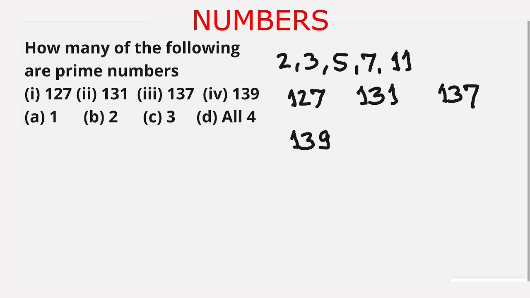Hence all are prime numbers. Hence 127, 131, 137 and 139 all are prime numbers. Therefore our answer is all 4, option D.